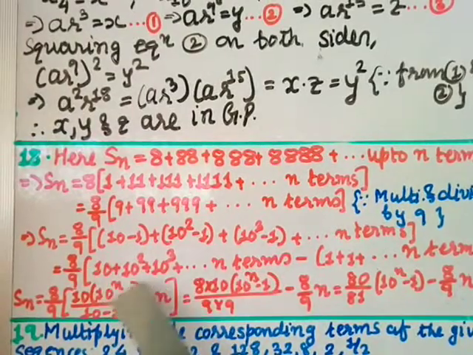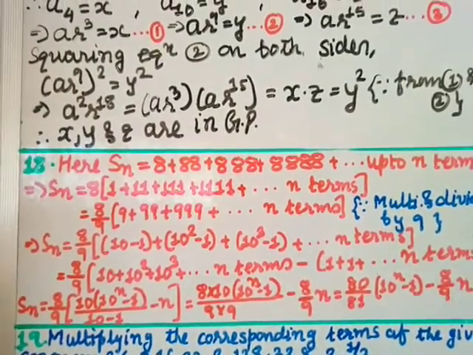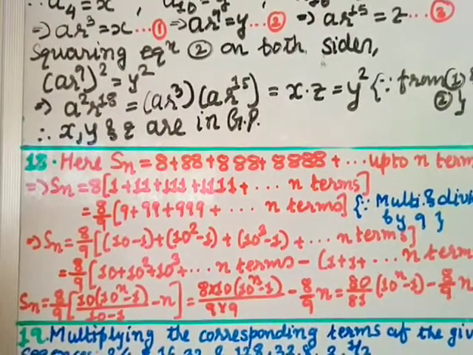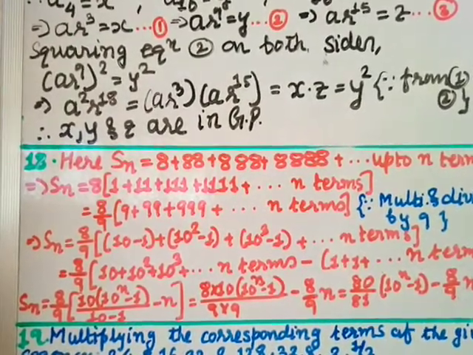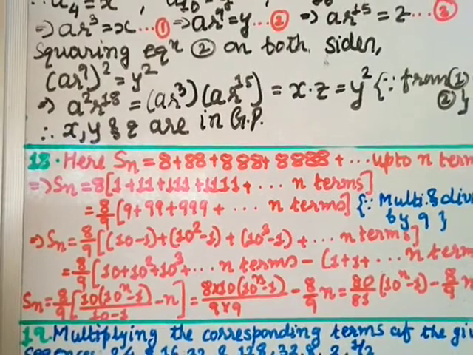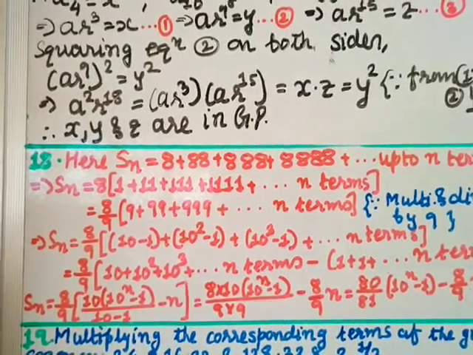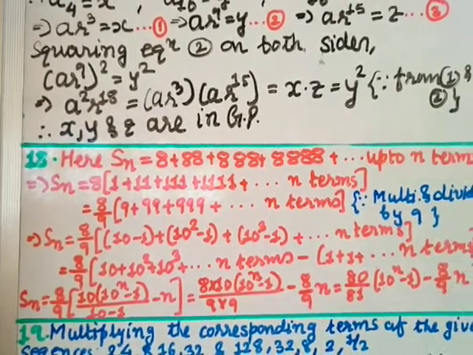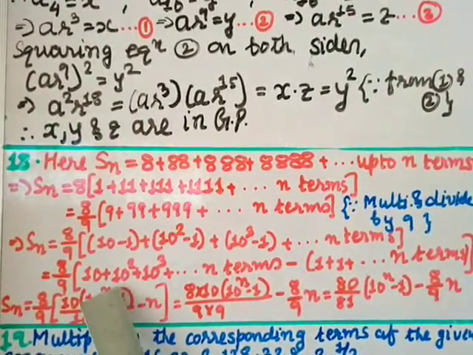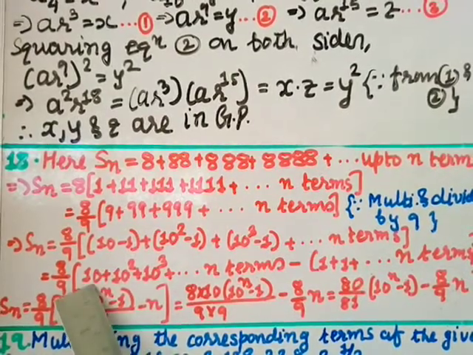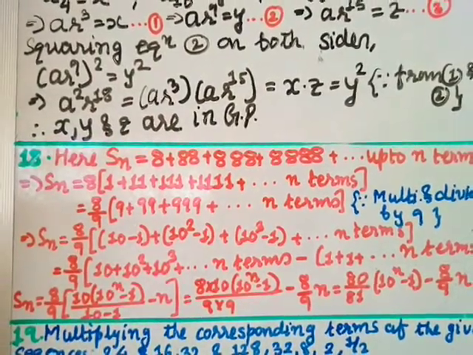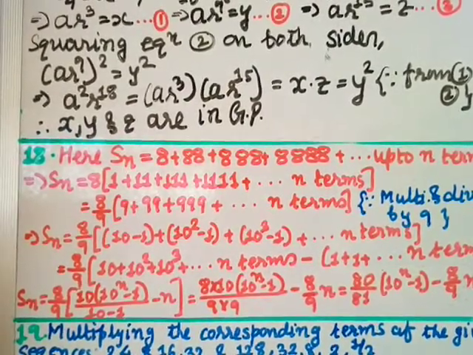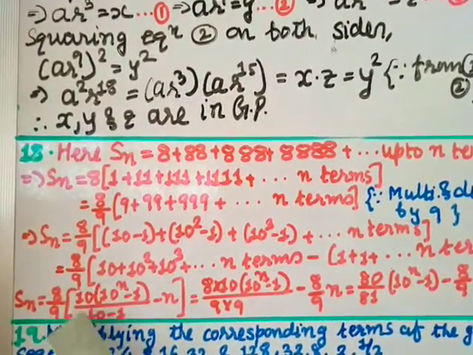Okay, and this is a GP. The GP formula for the sum is a into 1 minus r power n divided by 1 minus r if r is less than 1, and if r is greater than 1 then the formula is a into r power n minus 1 divided by r minus 1. Here the ratio 10 square by 10 gives 10, which is greater than 1. So the formula will be a into r power n minus 1 divided by r minus 1, and a is the first term. So I applied the result here.